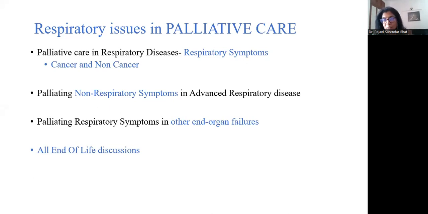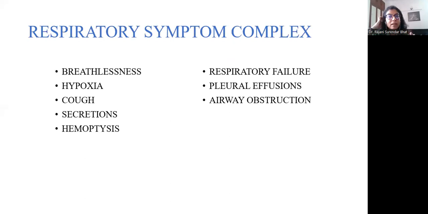We have to look at breathlessness and cough, which seems to be a universal complaint for many, many disease conditions. We also have to look at the non-respiratory symptoms that patients with chronic respiratory disease have. So we'll try to cover as much as we can of that in the brief time that we have today. So if we look at the respiratory symptom complex, you have breathlessness. Now, this may be with or without hypoxia. This may be that your oxygen level is low and you're breathless because of low oxygen level.